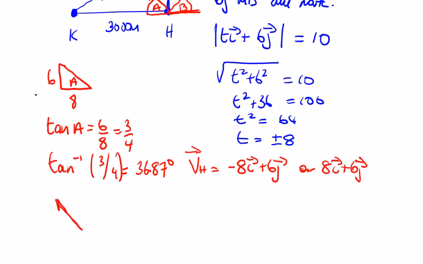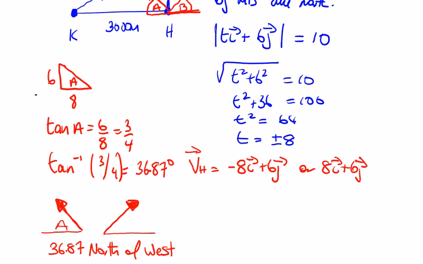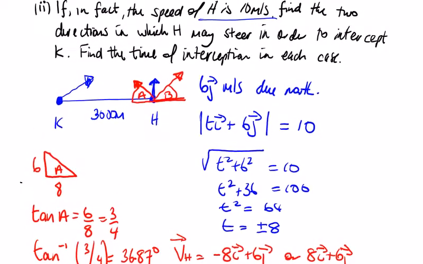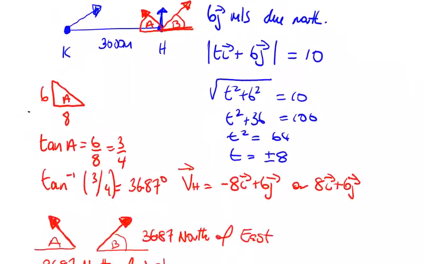So what directions can he go in? This way or this way? We call this one A. So A is 36.87, and it's going to be north of east. No, sorry, north of west, not north of east, north of west. And B is going to be my 36.87, and that's going to be north of east. So they're the two directions, and I think we're asked time as well. Find the time of the interception in each case.